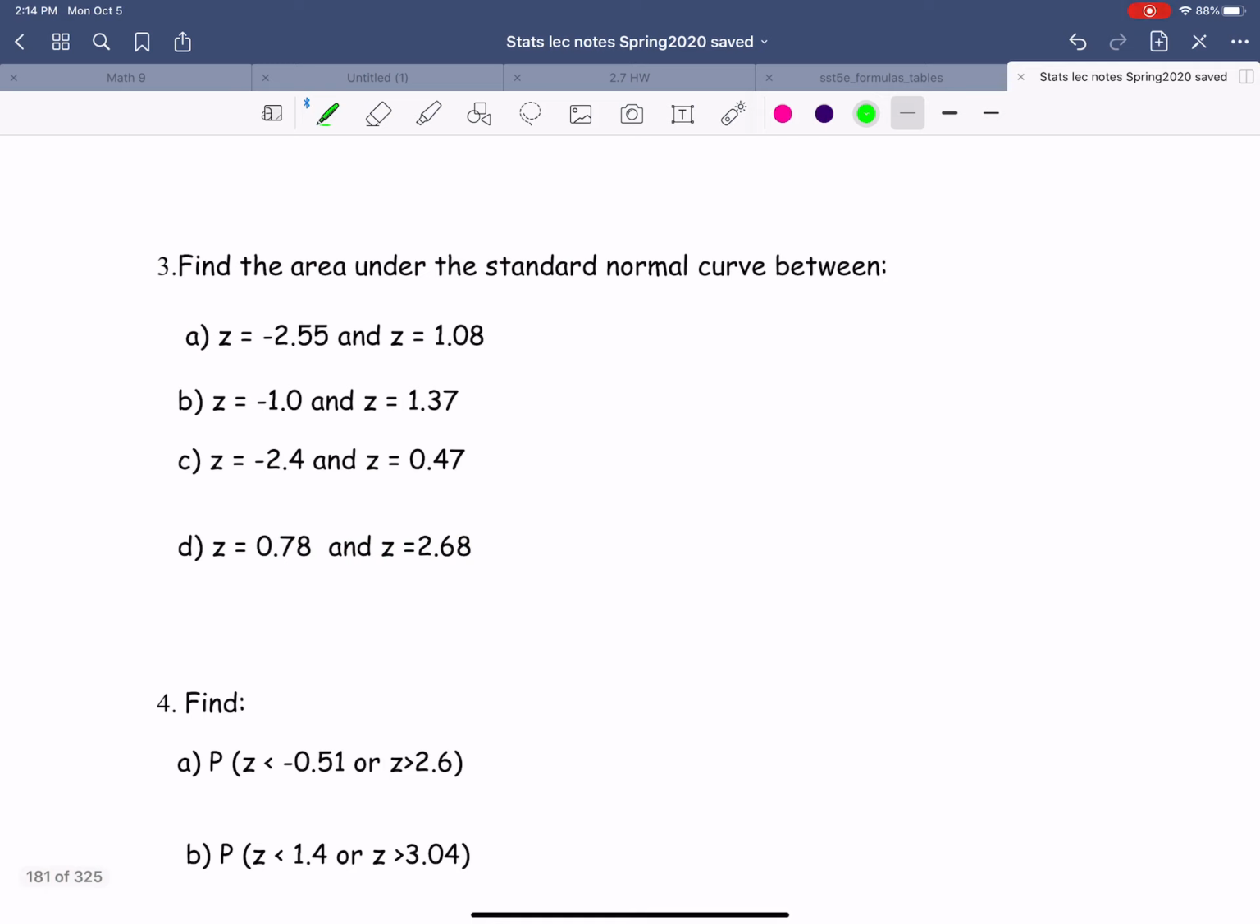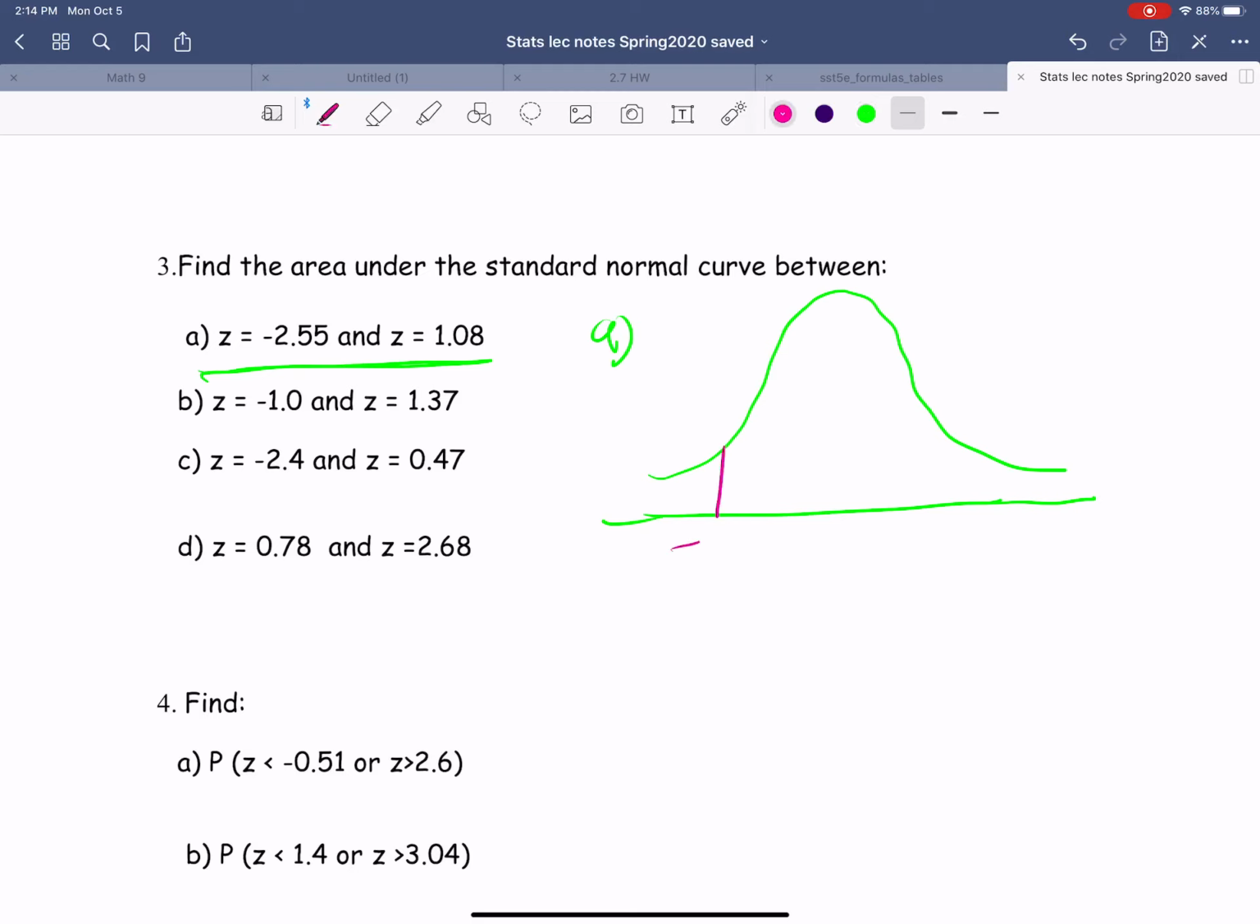Next problem, we're looking for the area between these two z-scores. So first of all, for part A, I'm going to go ahead and draw these two z-scores. We have negative 2.55, I believe. Negative 2.55 is somewhere here. And then we have 1.08, I believe it's approximately here if 0 is in the middle, which is my mean. And we want the area in here.